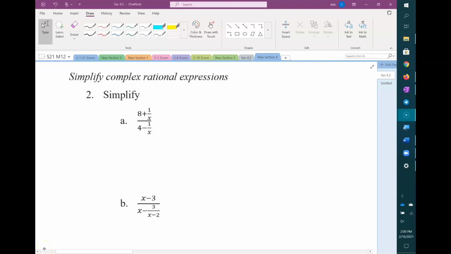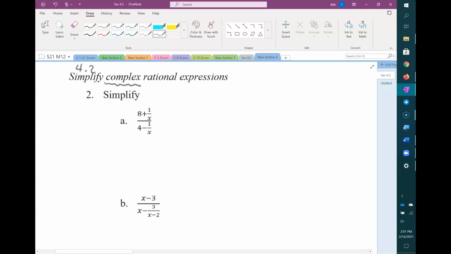So the second part of section 4.2 is simplifying complex rational expressions. So what do we mean by a complex rational expression? Well, look in 2a and see that there are 3 different fraction bars. So you never give a final answer that has more than one fraction bar. So it's considered a complex expression if it has more than one fraction bar. So we need to simplify this.